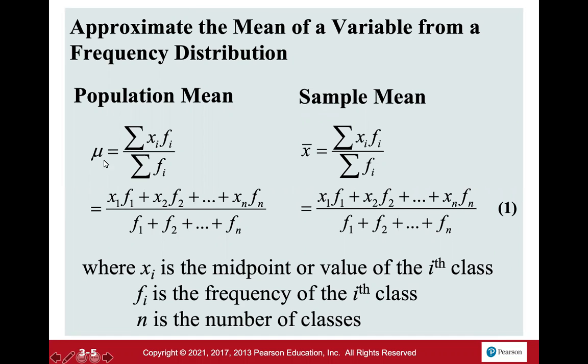Same thing, only the population mean is still denoted by mu, the Greek letter mu. The sample mean is denoted by x bar, so x with that little line above it.